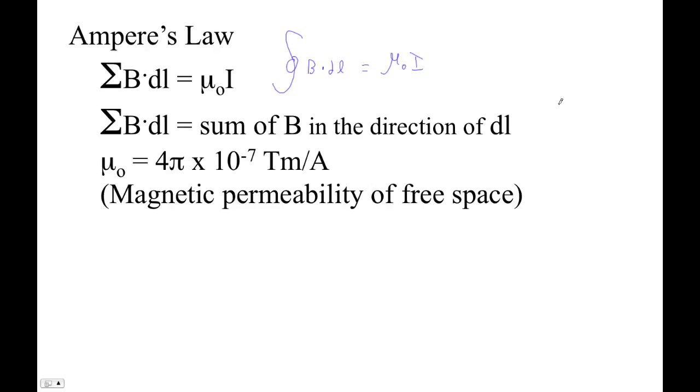So when we talk about, say, a wire like this and how the magnetic field circles the wire like this, that's what we're talking about: this magnetic field generated by a current.